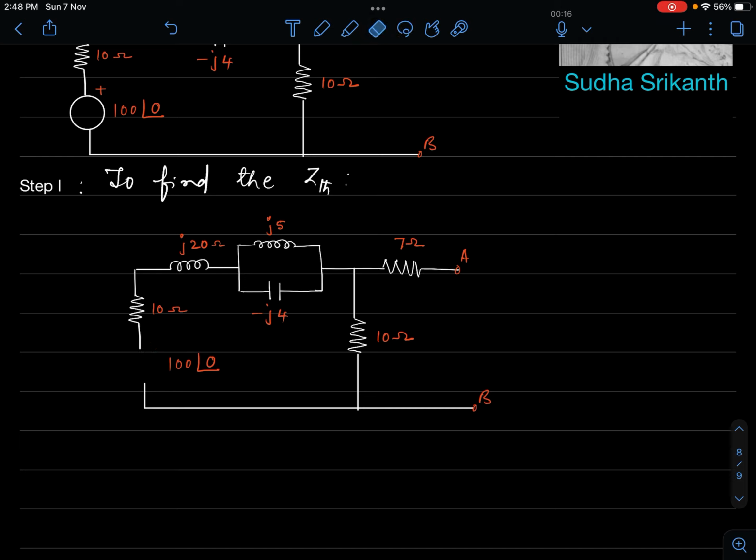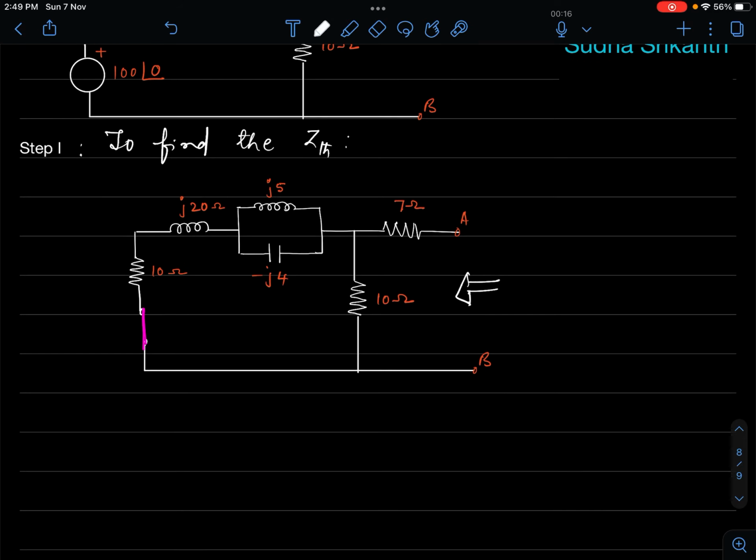What do we mean by deactivation of the source? This voltage source should give zero magnitude of voltage. That is possible when you replace these 2 points across which you had the source by a short circuit. Okay. Now we try to view the network between these 2 points. This is how we are going to view.